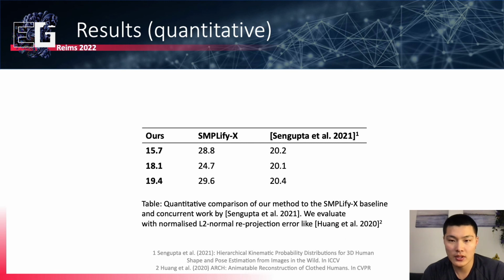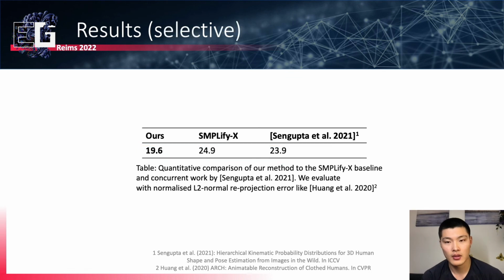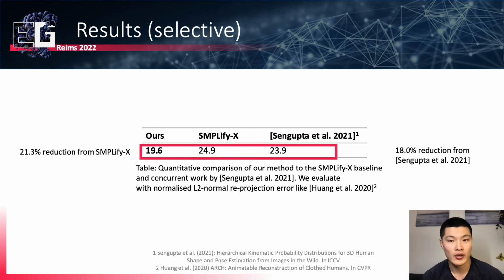We also report quantitative improvements over both the Simplify X baseline and the concurrent work by Gupta et al. 2021. We evaluate with normalized L2 normal reprojection error, like Huang et al. 2020. And we find that our method achieves up to 45.5% error reduction from Simplify X and up to 22.3% error reduction from the concurrent work. We also make the same comparison for a result using both upstream parameter optimization and selective inverse rendering. We achieve 21.3% reduction in error for the lower body from the non-selective Simplify X baseline and 18% reduction from the Gupta et al.